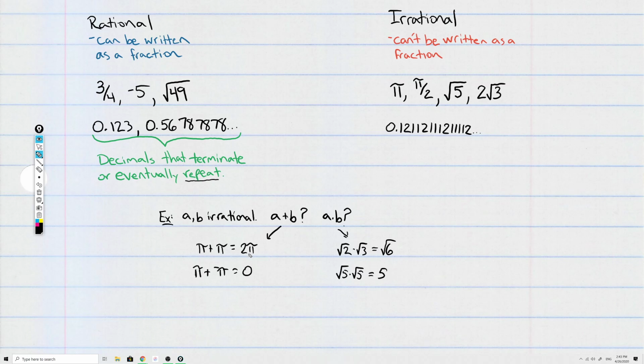So you see that when you are adding or multiplying irrational numbers, sometimes your answer will be irrational, sometimes your answer will be rational. So anyway, think through some examples like this, especially playing with the same number or similar numbers, to try to see some patterns.